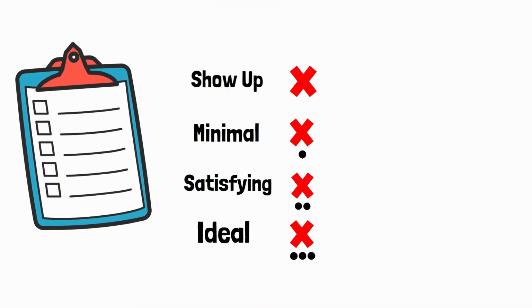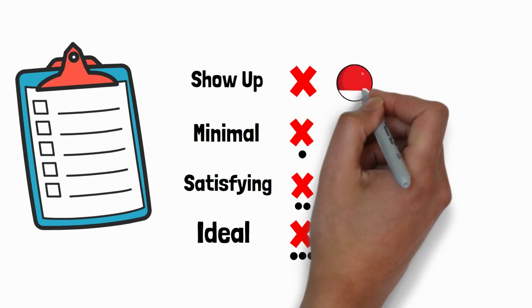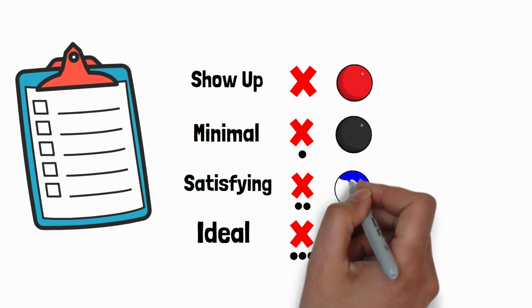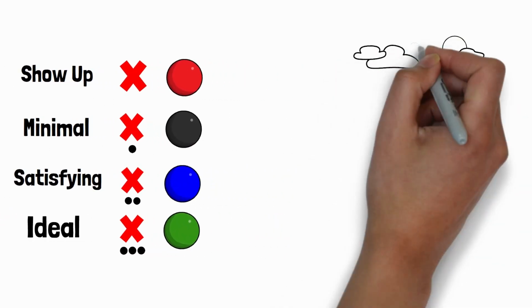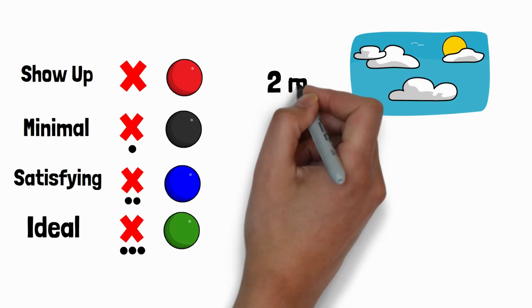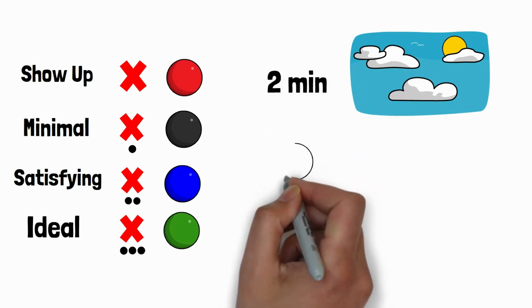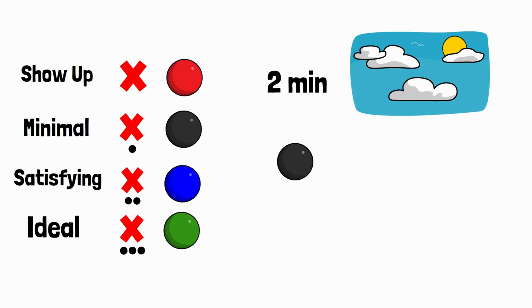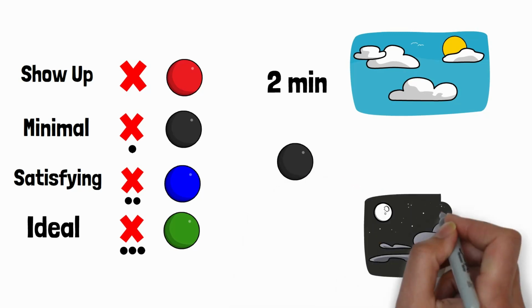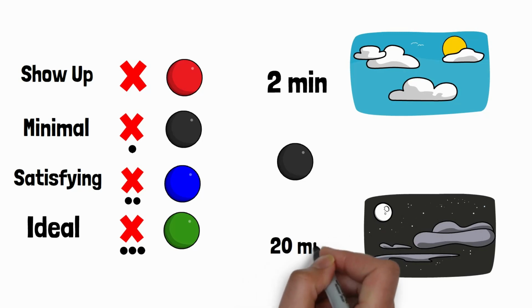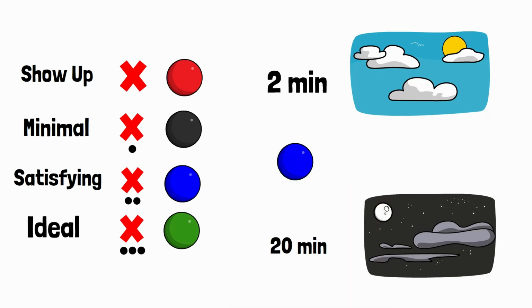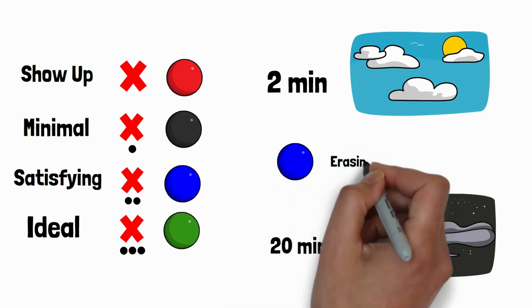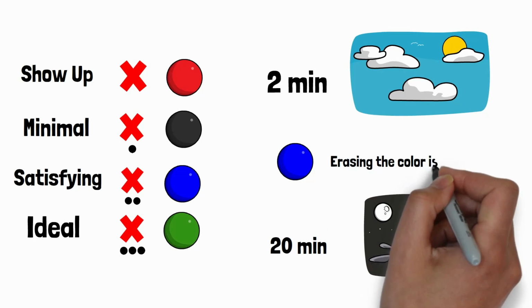But what about tracking these versions? I prefer tracking these versions using these symbols. Some people may like to assign a color for each version, but in my opinion, there are a lot of drawbacks to doing so. For example, suppose that you have read 2 minutes of a book in the morning, so you have done the minimal version, and hence you want to colorize the corresponding cell using the black color. But what if you read for another 20 minutes later that day? So in that case, you have read for 22 minutes, and now it's the satisfying version, so you should change the color to blue.